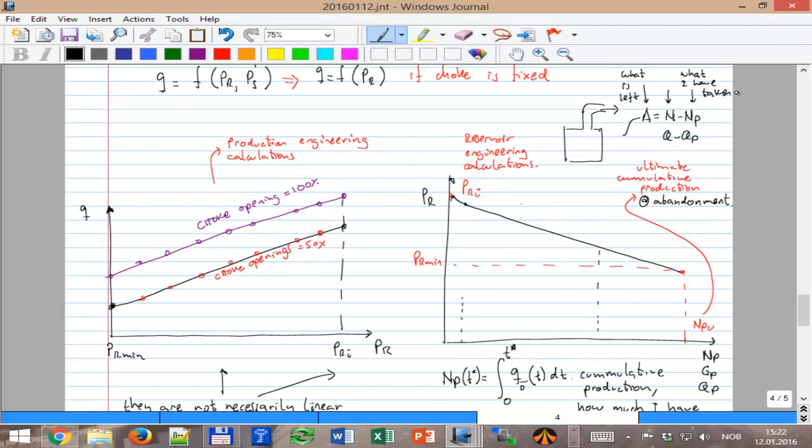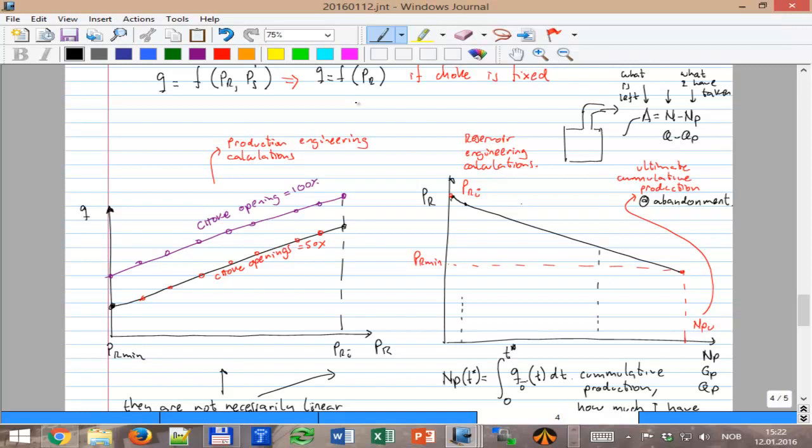Okay, what I have taken, the two of them are equivalent, right? Do you see that? Yeah. Okay, so in that way we take the time out of the equation and we say the reservoir pressure only depends on how much I have produced, how much I have taken out, or put another way, how much is left in the reservoir.